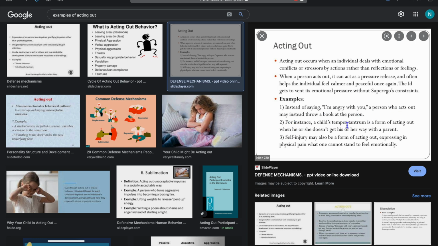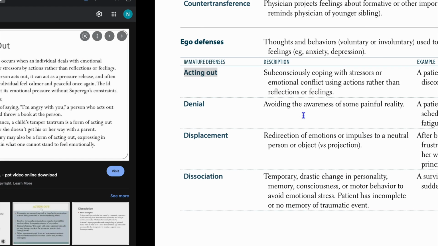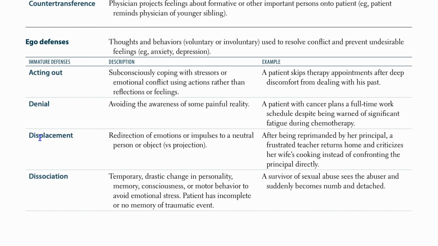For instance, a child's temper tantrum is a form of acting out when he or she doesn't get his or her way with a parent. Self-injury may also be a form of acting out, expressing in physical pain what one cannot stand to feel emotionally. Okay. Denial: a patient with cancer plans a full-time work schedule despite being warned of significant fatigue during chemotherapy. So they're in denial, basically.